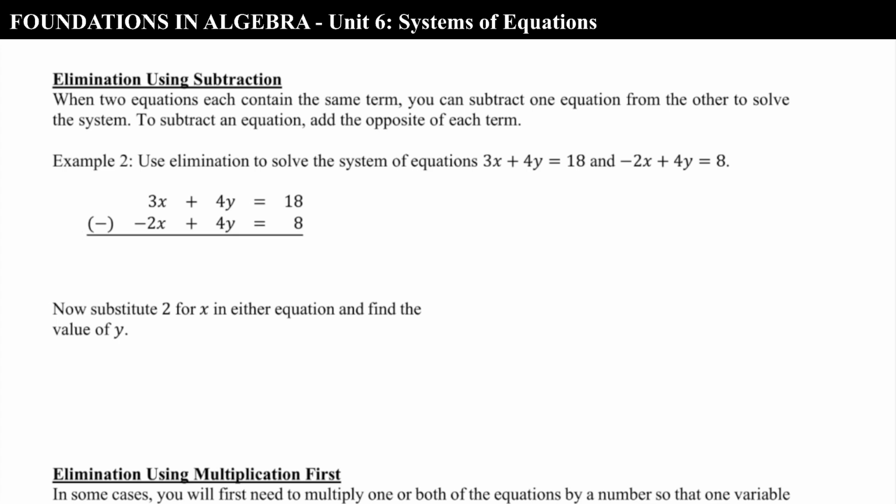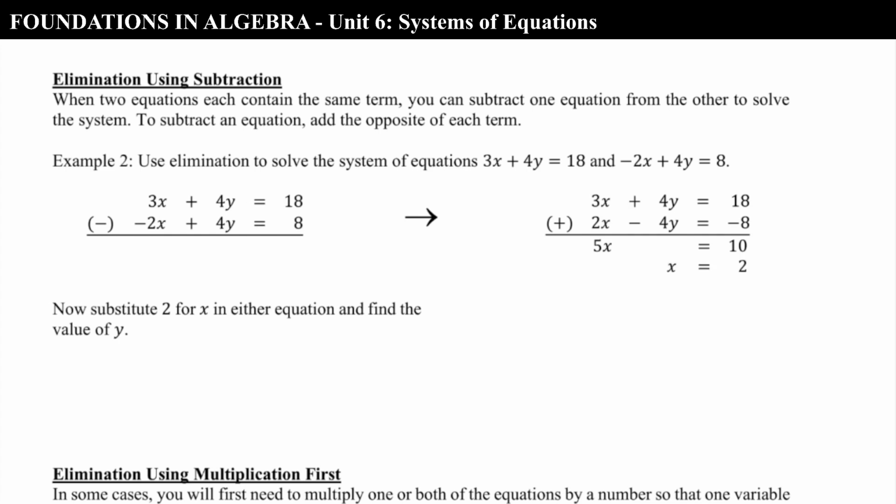Now, to make the math a little bit easier, I'm going to take the second line and flip the sign of everything. So negative 2x becomes positive 2x, positive 4y becomes negative 4y, and positive 8 becomes negative 8. And then I'm going to switch my operation to addition, and now we have a problem like we did in example 1. 3x plus 2x gives us 5x, 18 plus negative 8 gives us 10, and our 4 y's cancel. Divide each side by 5, and you get x equals 2.